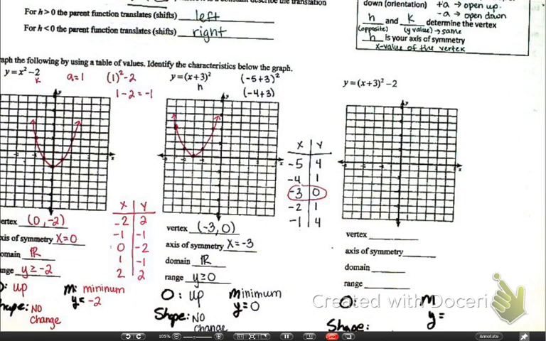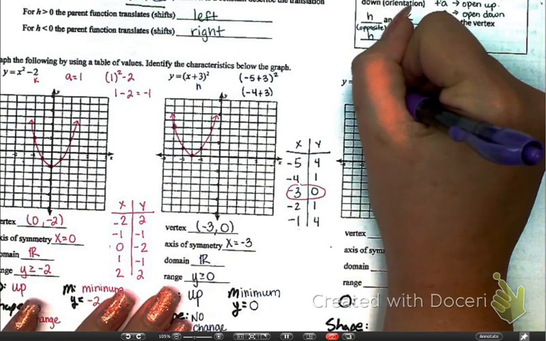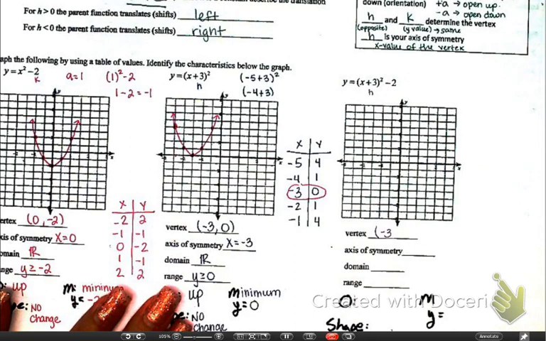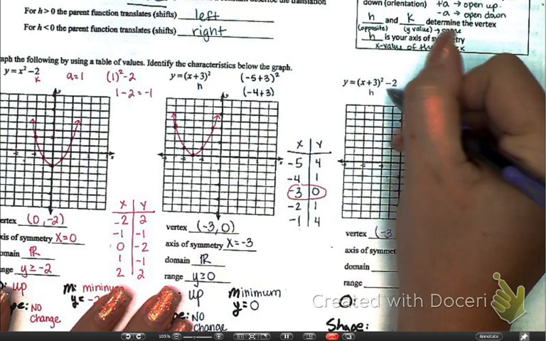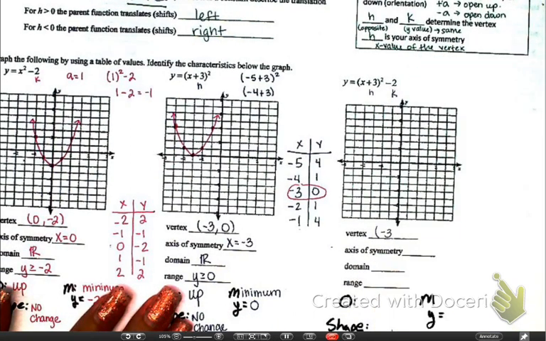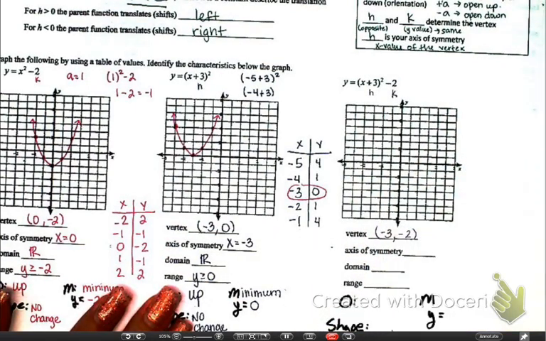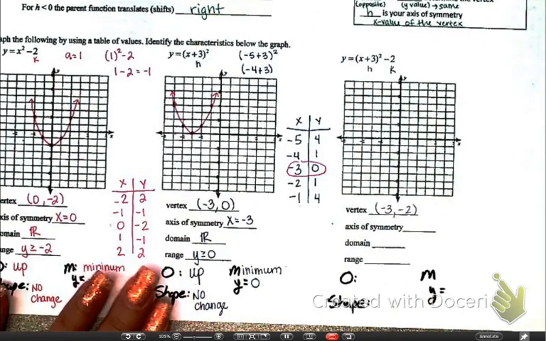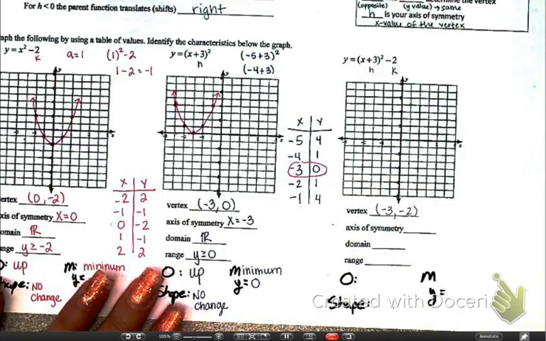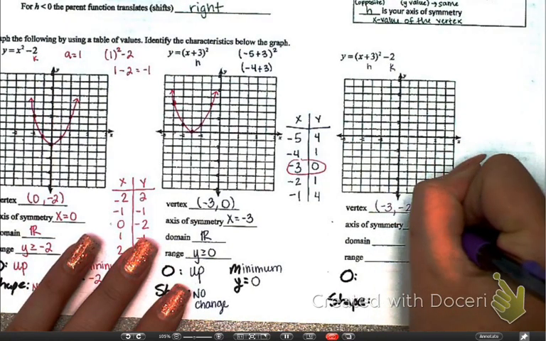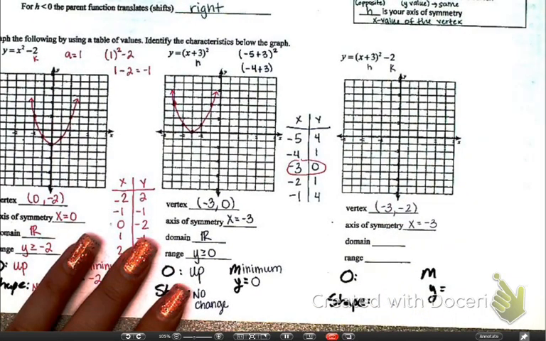Vertex. So first of all, is there something in parentheses? Yes, so that's my H, and H is opposite. So you should have negative 3. Outside of parentheses is my K, and K stays the same. So you should have negative 2 for your vertex. So far, so good? Okay. Axis of symmetry is the X value of your vertex, so X equals negative 3.